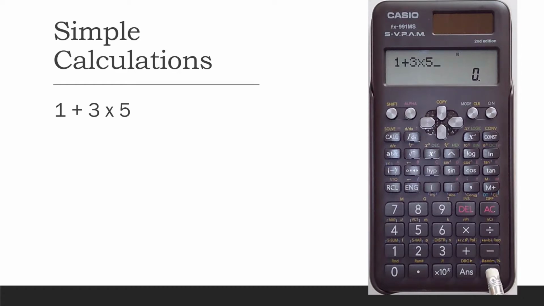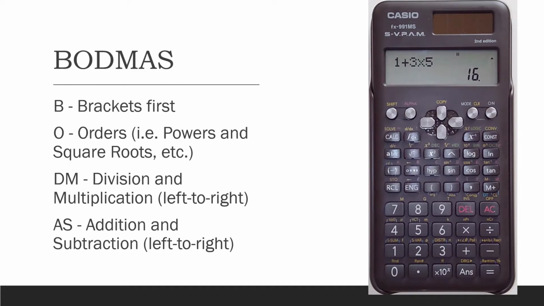So let me press equal to. The answer is 16. Because what this has done is, the first step was 3 multiplied by 5, which is 15, plus 1. That gave us 16. And why is that? Because this calculator, like many other calculators, uses the BODMAS principle. And the BODMAS principle tells what needs to be done first.